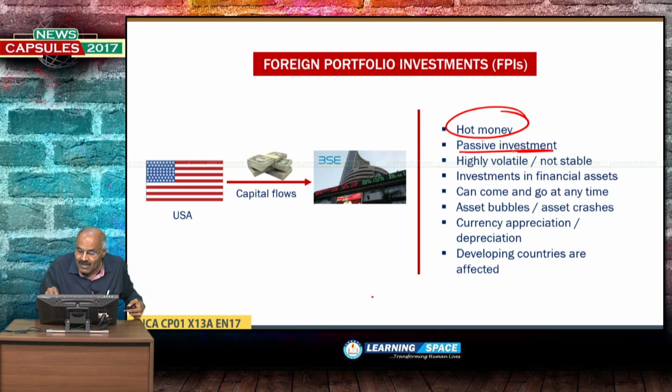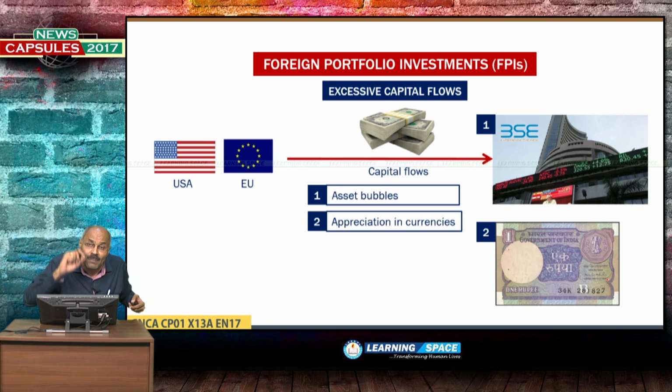This is passive investment. They do not actively participate in the Indian production process. They are only interested in investing in the stock market, expecting good returns. So, these are all the features of foreign portfolio flows, and now these capital flows are taking place. Because of capital flows into the Indian stock market, two things are happening.